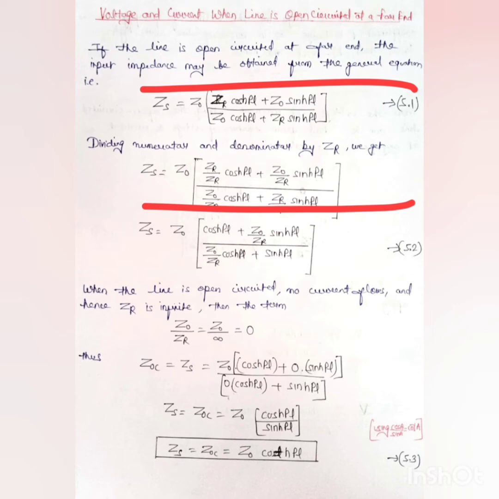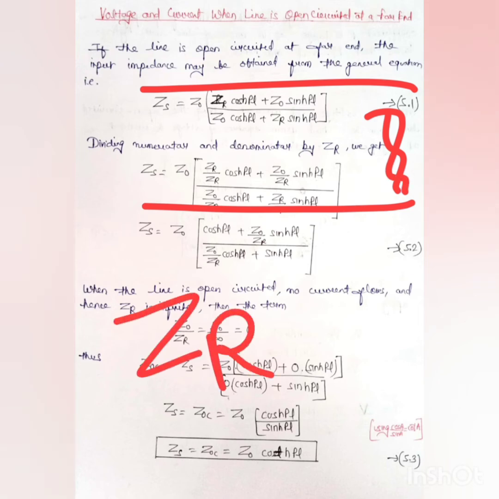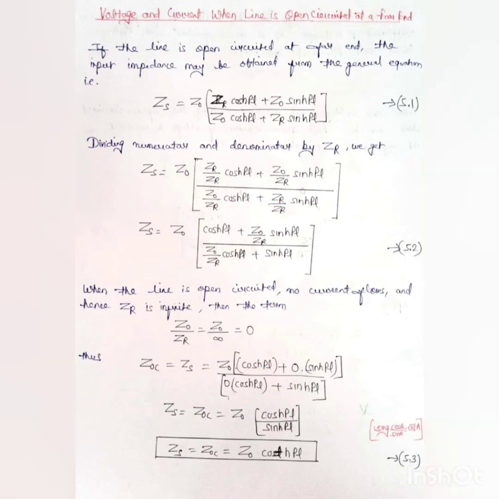Because when our transmission line end is open, there is no current to flow. There is no current to flow, and in that case our load impedance, denoted by Zr, is infinite, and this particular condition is taken for the minimization purpose.